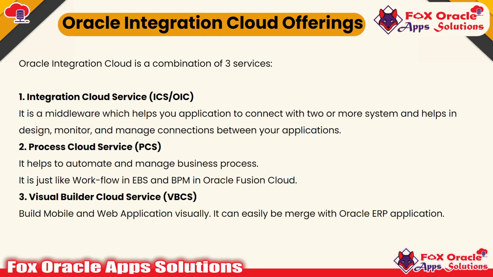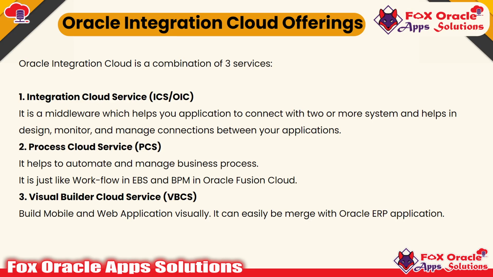Now, when we're talking about Oracle Integration Cloud, it offers three different services. The first is Oracle Integration Cloud, that is OIC, or Integration Cloud Services, ICS. Both are the same. OIC is a middleware which helps us connect with different systems, which we saw right now. Then another service is PCS, known as Process Cloud Services. It helps us automate the business process just by adding the approval hierarchy and so on. Just like in EBS we have workflow, and in Oracle Fusion we have BPM, so the approval hierarchy kind of concept we can add.